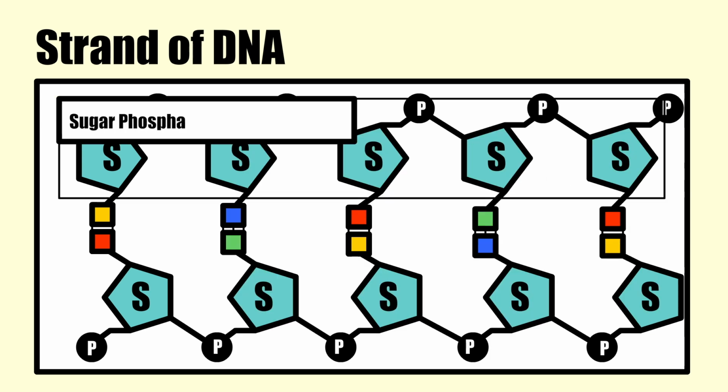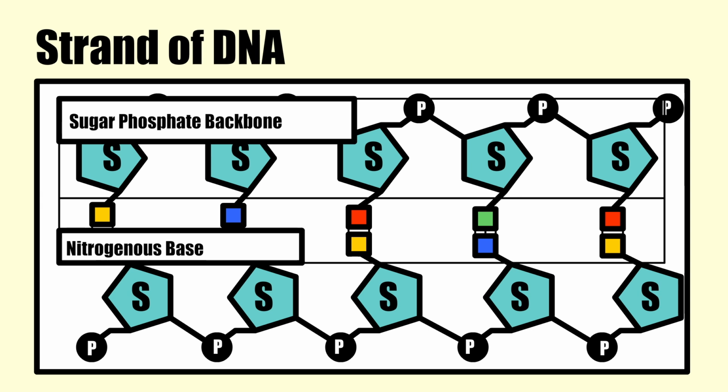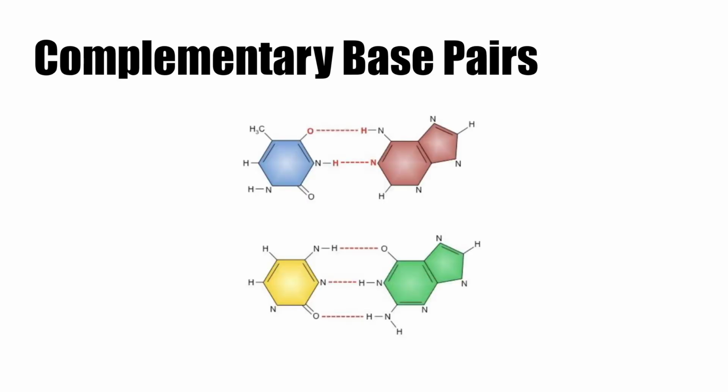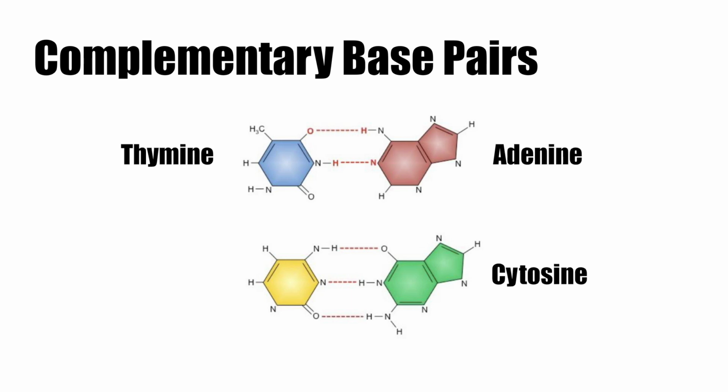The sugar-phosphate backbone of DNA forms the outer structure of the double helix, while the nitrogenous bases are located in the interior of the helix, where they pair with complementary bases from the opposite strand. These base pairs follow specific rules. Adenine pairs with thymine, and cytosine pairs with guanine. This complementary base pairing is crucial for accurate replication of DNA, and we'll be going into this later in this video.